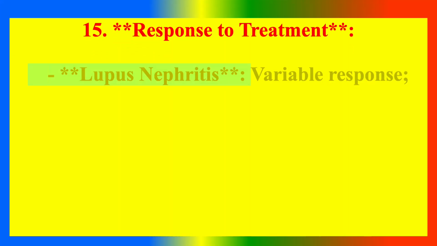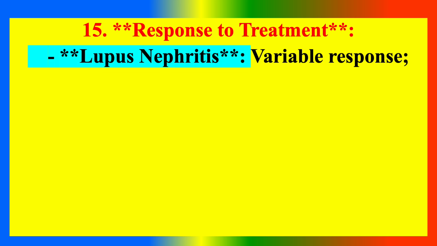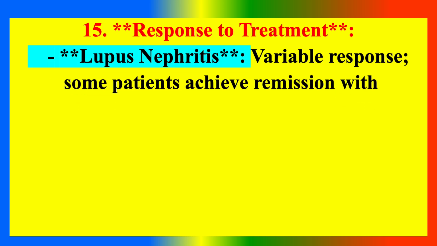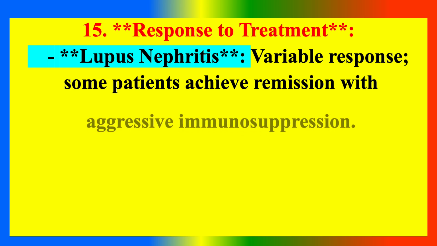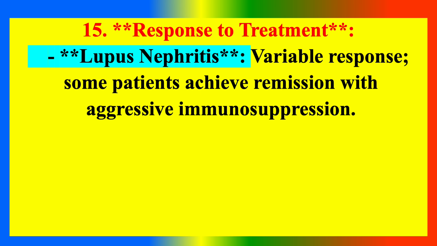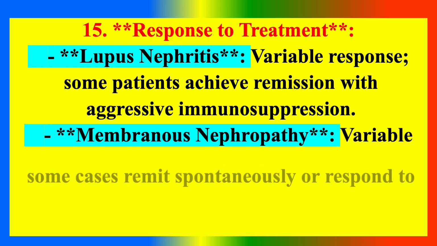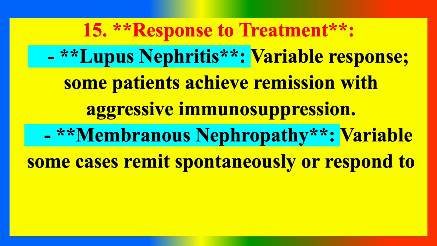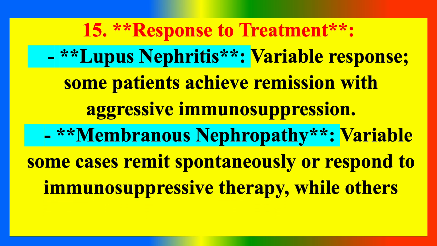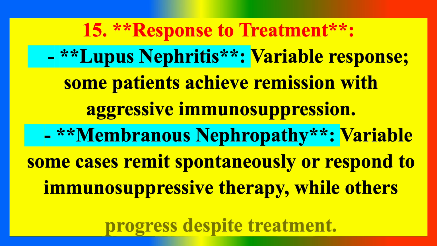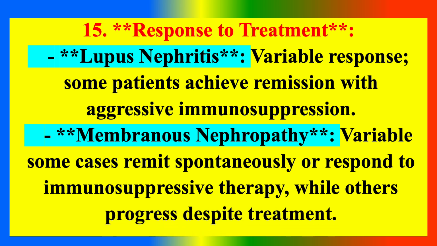Fifteen, response to treatment. Lupus nephritis has a variable response. Some patients achieve remission with aggressive immunosuppression. Membranous nephropathy is also variable. Some cases remit spontaneously or respond to immunosuppressive therapy, while others progress despite treatment.